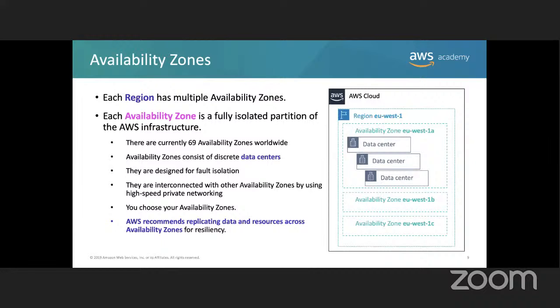And when you create resources, you choose your own availability zones. If you don't choose one, AWS chooses one for you. So AWS recommends replicating the data and resources across AZs for resiliency, and that makes sense. If you have one availability zone and it goes down, you lose everything. So you want replication in another AZ, so you will be able to fail over and continue operating.